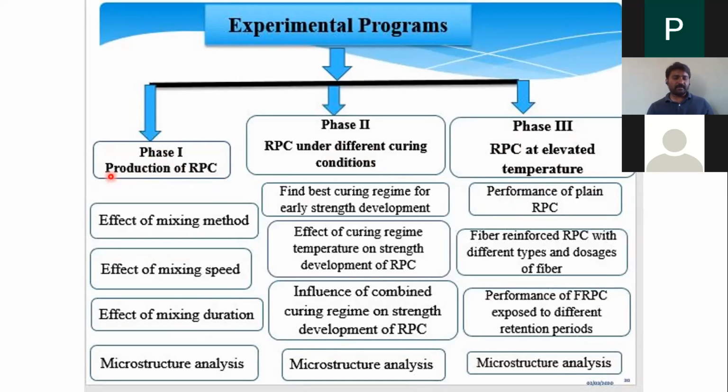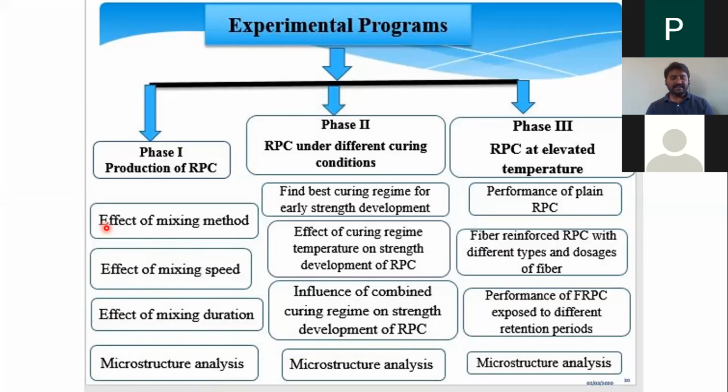Phase 1 concentrates on production of reactive powder concrete. In the production, there are different parameters or different methods which will affect the strength of concrete. The first parameter is effect of mixing method. How do you mix? Which method do you use? The second parameter is mixing speed. As you have seen from that video, at what speed you mix also affects our strength. The third parameter is effect of mixing duration. How much time do I have to mix? Fourth one is microstructure analysis.